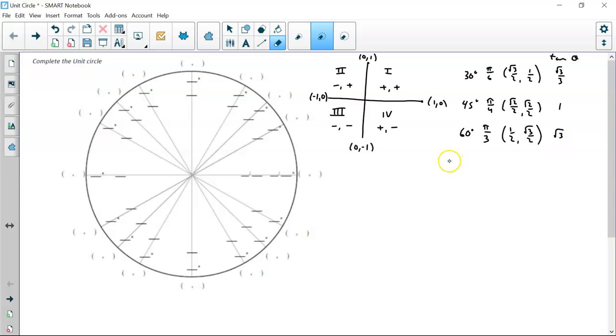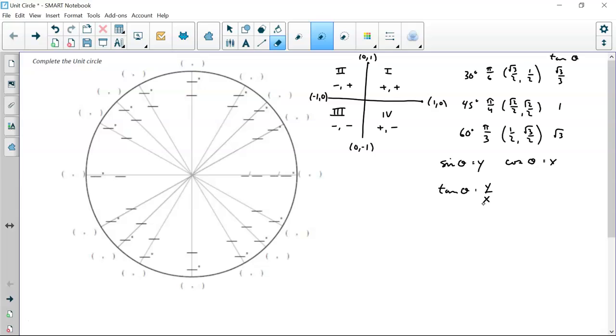So keep in mind, my sine of theta is going to be my y coordinate. My cosine of theta is going to be my x coordinate. And my tangent of theta equals y over x. It's the sine over the cosine. But if you remember these values, that it's pi over 6, it's always root 3 over 3, you don't have to keep calculating it every single time.